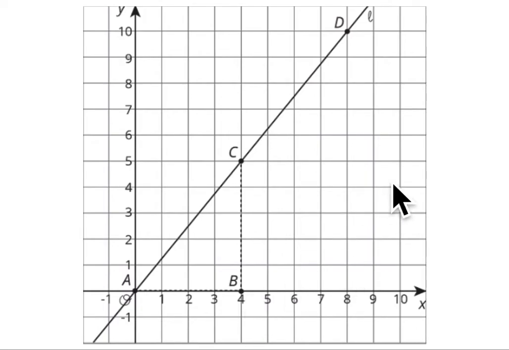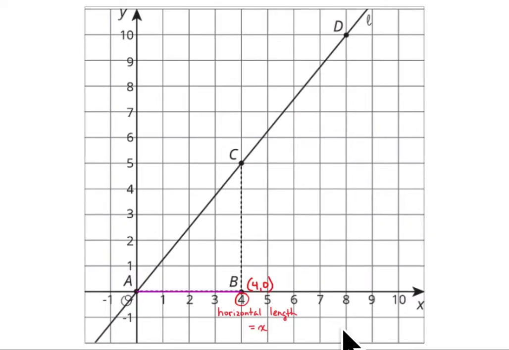And what are the coordinates of D? Well, it's twice as far out. So along the x-axis it is 8 units, but then along the y-axis it is 10 units. So now they're going to ask you some information about other units, but let's look at this in a little bit more detail.